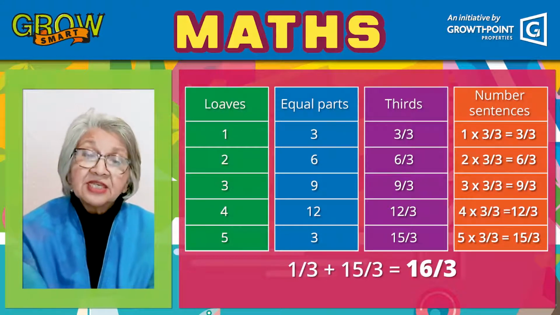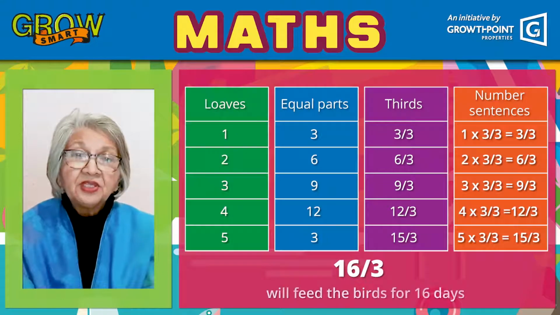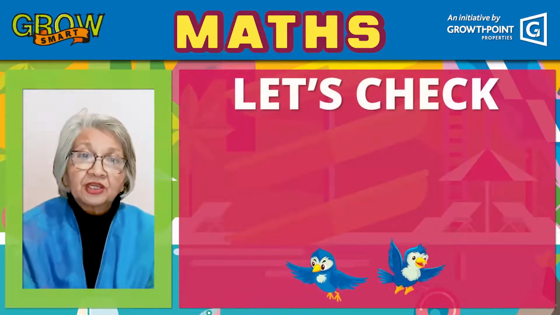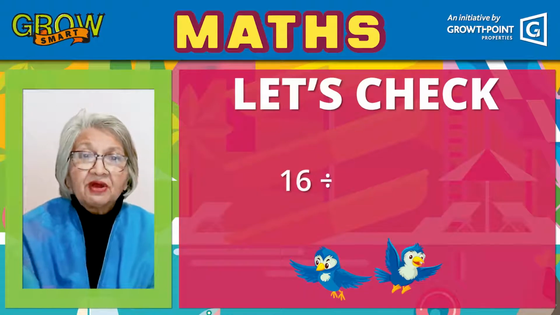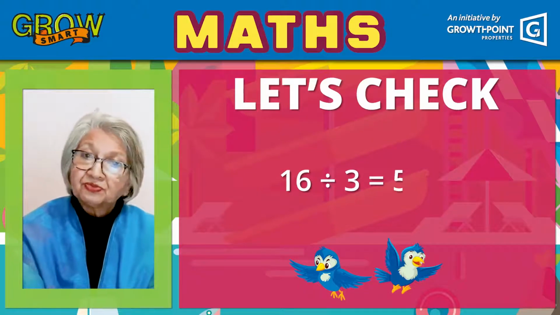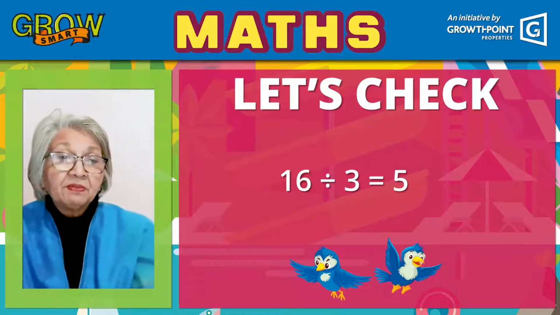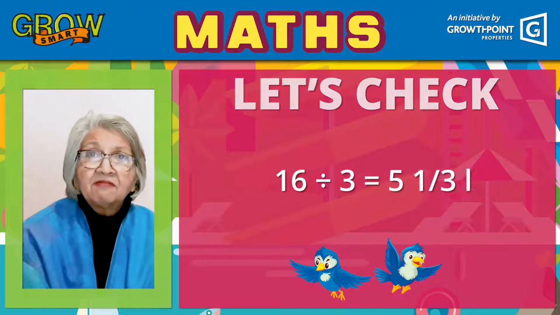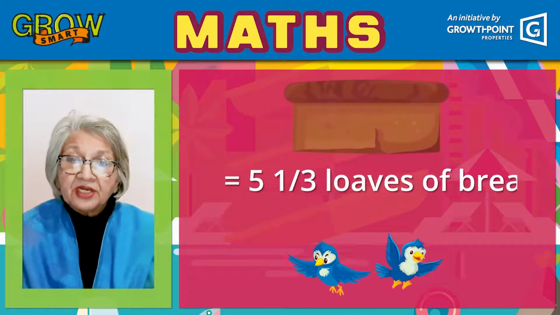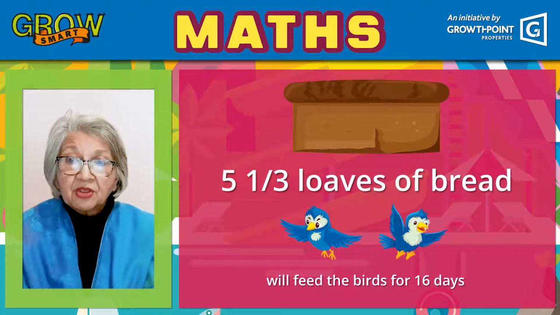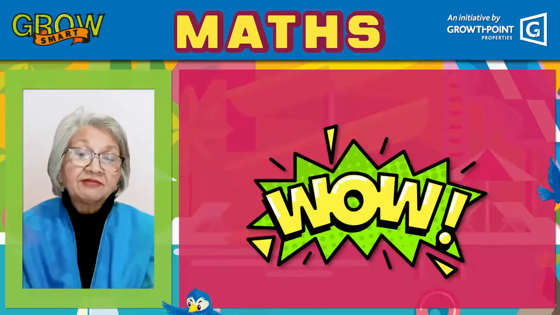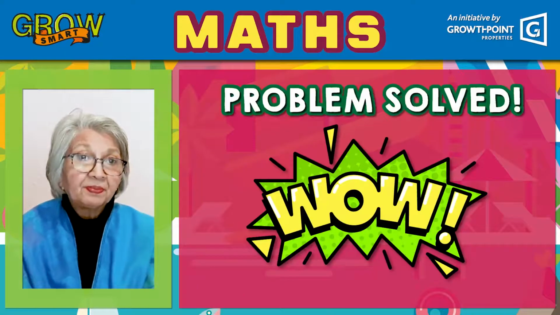So what does that mean? It means 16/3 will feed the birds for 16 days. Let's check. 16 divided by 3 is equal to 5, and there will be a remainder of 1/3. 5 1/3 loaves of bread will feed the birds for 16 days. And wow, we have solved the problem.